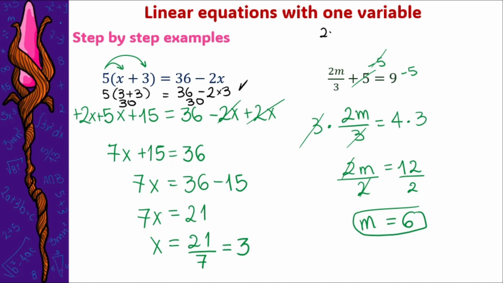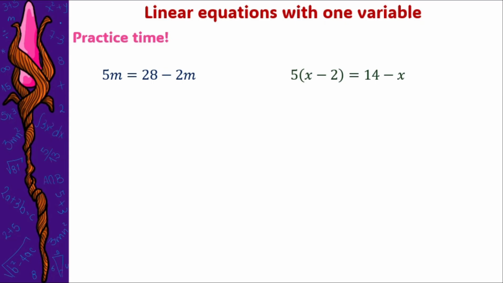Let's check it very quickly. 2 times 6 over 3 plus 5. This is 12 over 3 plus 5, which is 4 plus 5, which is actually 9. It's correct. Okay guys, this is the time for you to practice. Pause the video, try to solve them, and come back to check your answers.